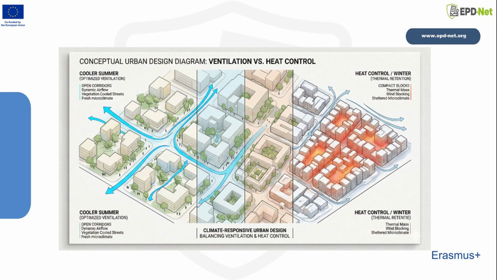The ultimate challenge for a climate-responsive designer is to create a flexible urban fabric, one that breathes when it's hot but provides shelter and warmth when the temperature drops. Balancing these two forces is essential for year-round urban comfort.